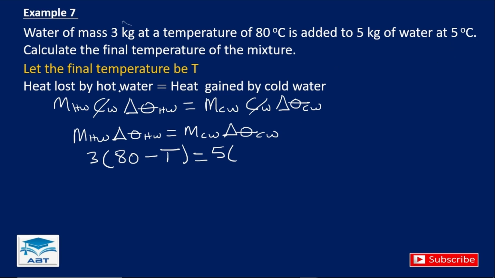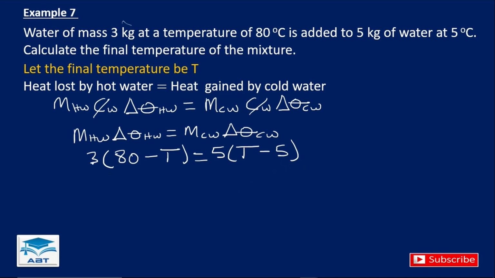So heat lost by the hot water. The hot water has lost heat by cooling from 80 degrees Celsius all the way to the final temperature. And the cold water is going to gain that heat by warming from 5 degrees Celsius to the final temperature. So it's going to increase in temperature from 5 degrees Celsius to this final temperature. This final temperature is bigger than 5 degrees Celsius, so we do the subtraction this way: final temperature minus 5. We subtract the small temperature from the big one.